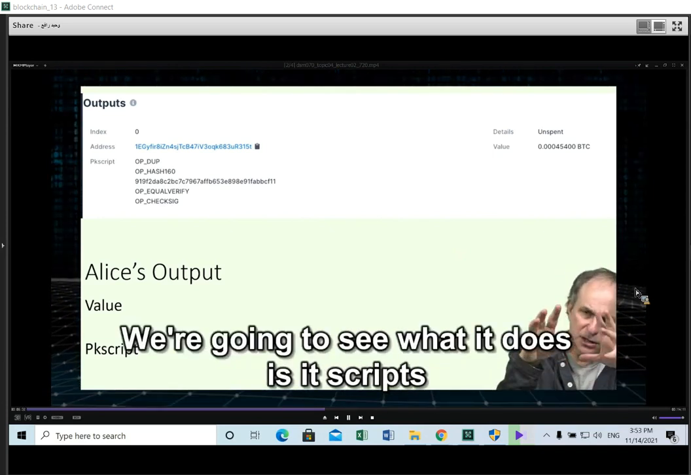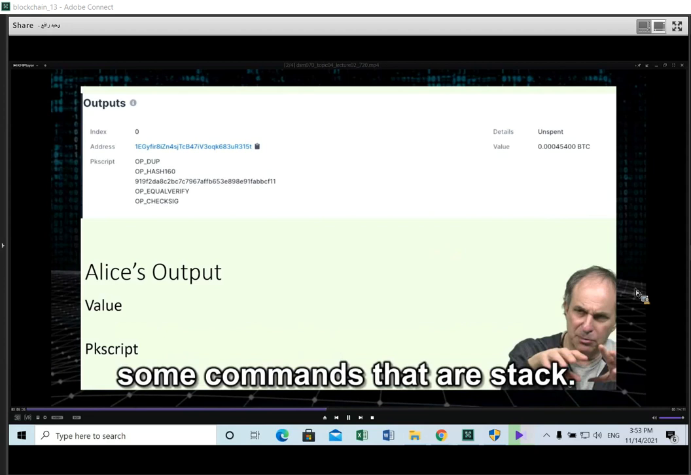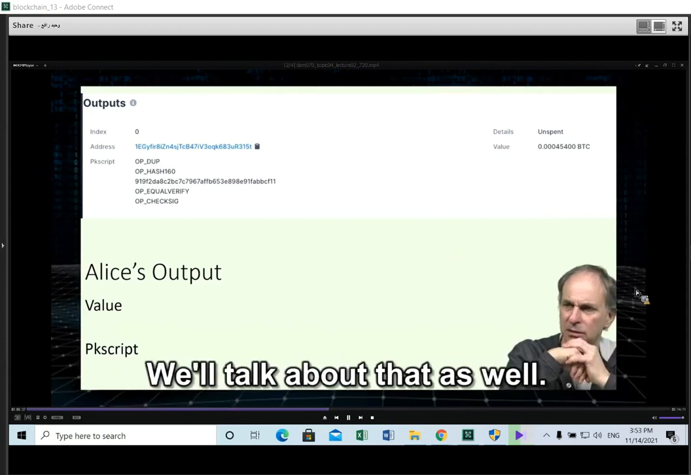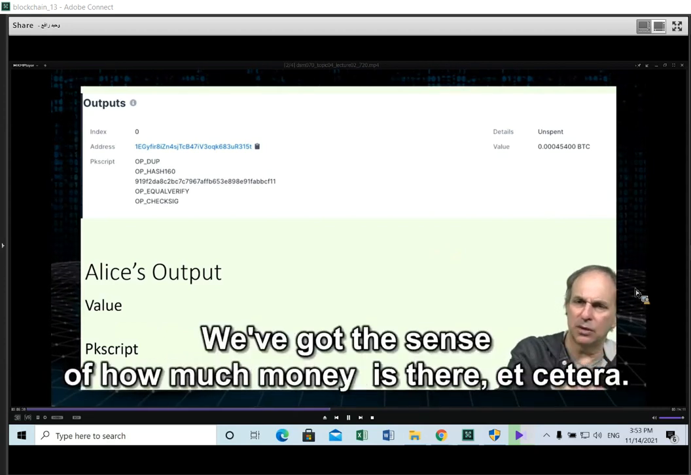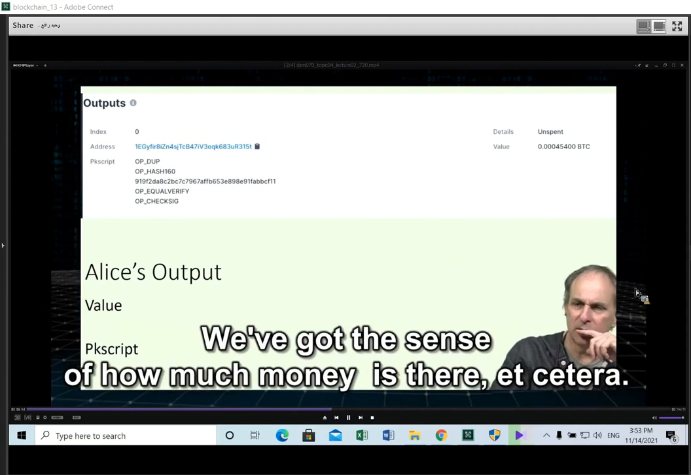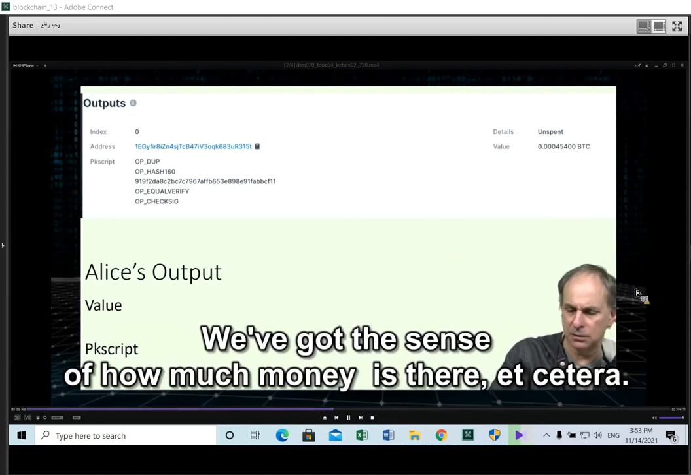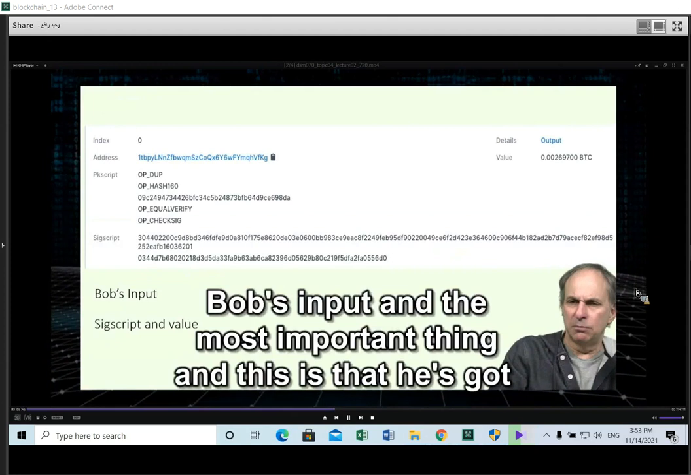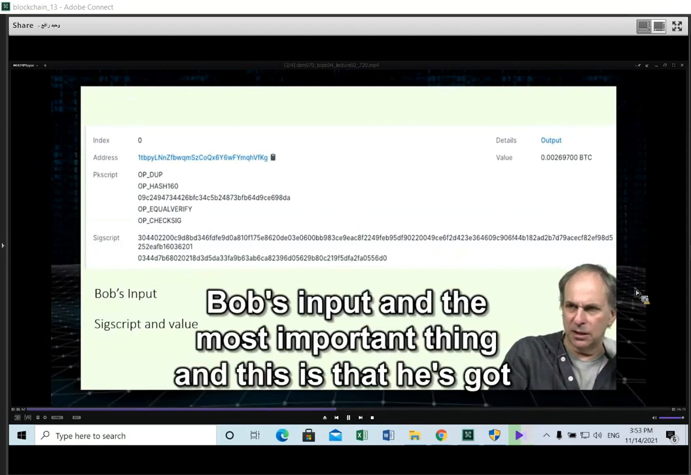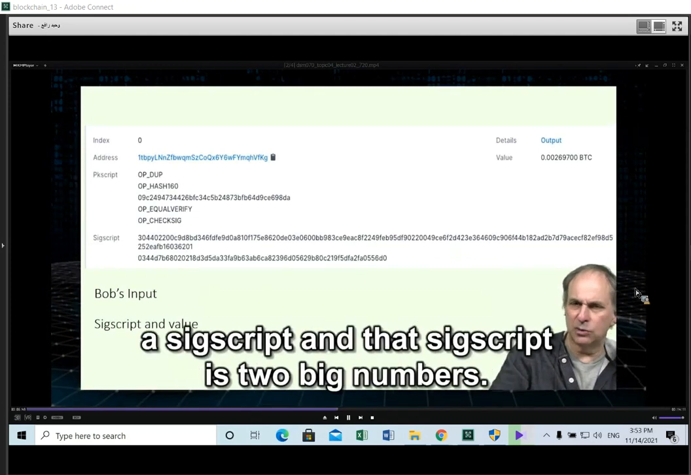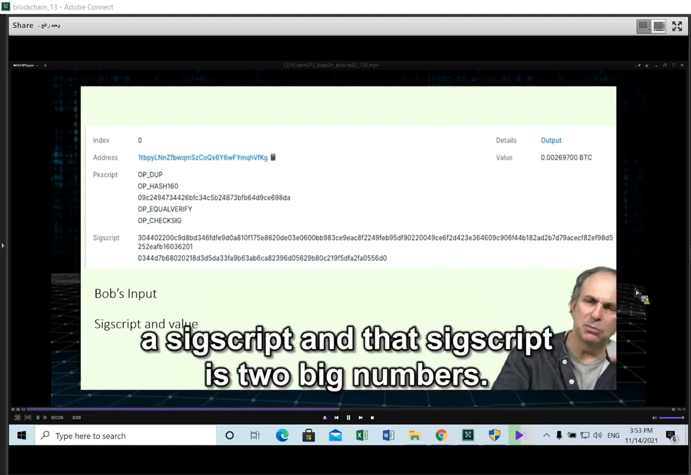It says there's two strings. Let's go back for a second. The one on top is his public key, and the one on the bottom is his signature. So we've got a signature and a public key. Okay? Bob's public key, Bob's signature. That's what that SIG script is. Oops, that's kind of wrong.